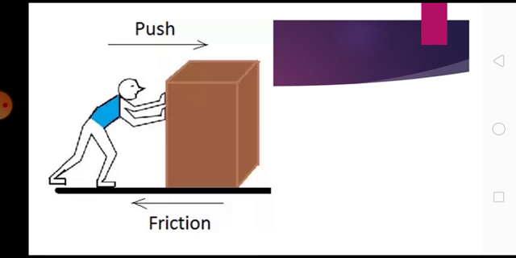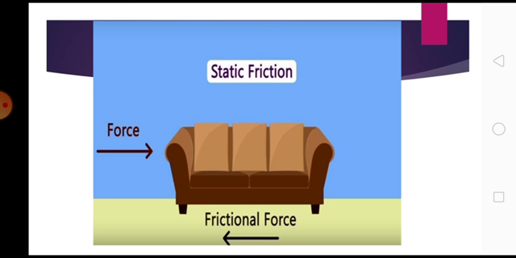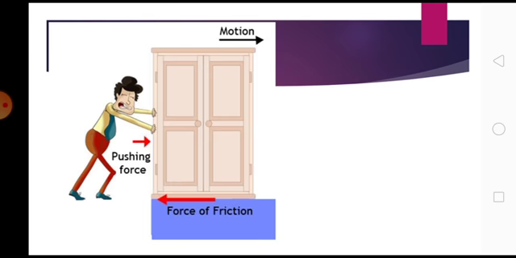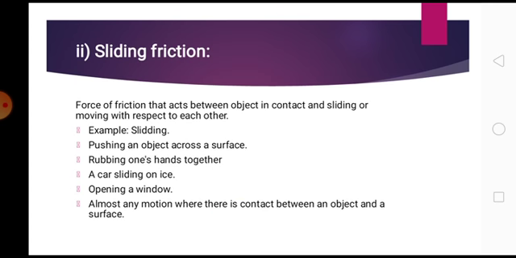Like in this diagram it is shown there is a heavy box but the person is trying to move it and it is not moving. So that is static friction. One more example: when we try to push a sofa, but it doesn't move, that is also static friction. Like one pushing force.